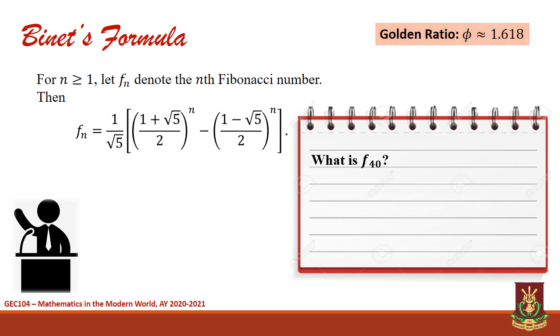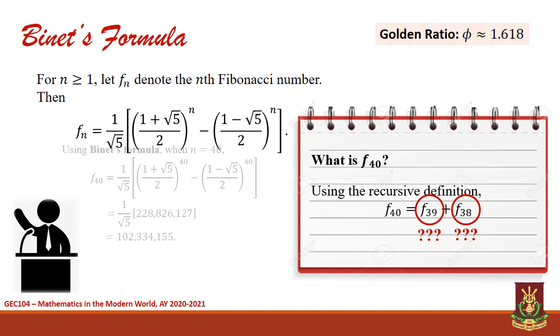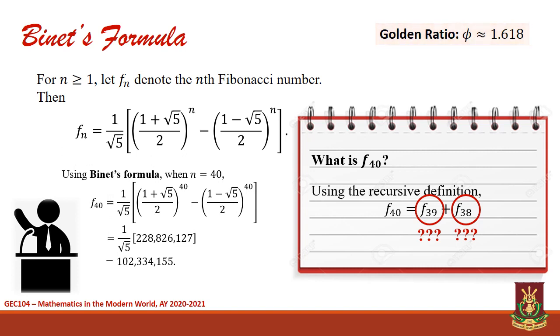Now, suppose we want to find f sub 40. Using the recursive definition, f sub 40 is equal to f sub 39 plus f sub 38. However, the terms on the right-hand side are not given. This makes computation difficult since we need to repeatedly apply the definition before arriving at the desired result. On the other hand, Binet's formula can be used to solve for f sub 40 by simply letting n be equal to 40. As we can see, Binet's formula provides an explicit yet non-recursive way for finding the Fibonacci numbers. Another interesting point is the fact that this identity is approximately 1.618. Thus, even Binet's formula is actually expressed in terms of the golden ratio.